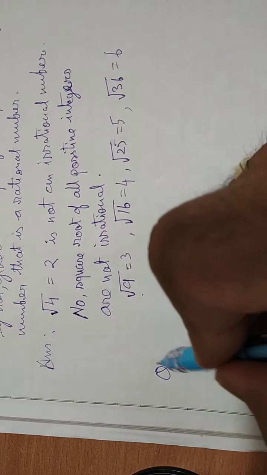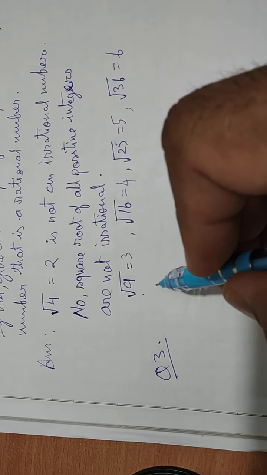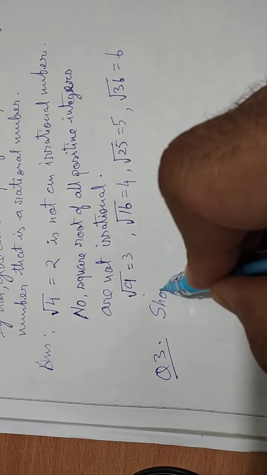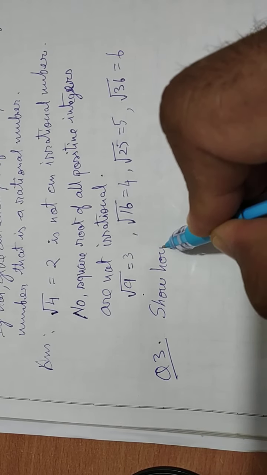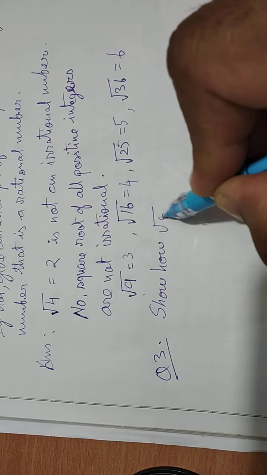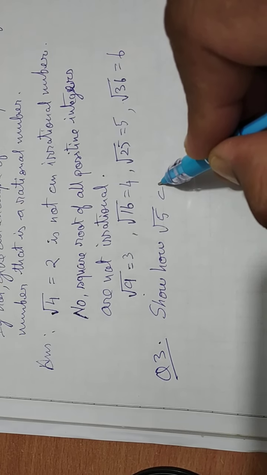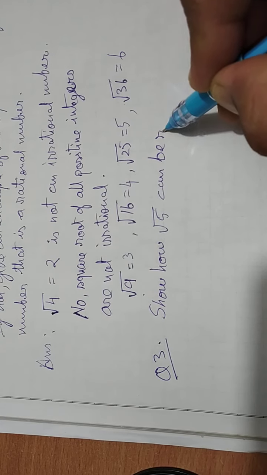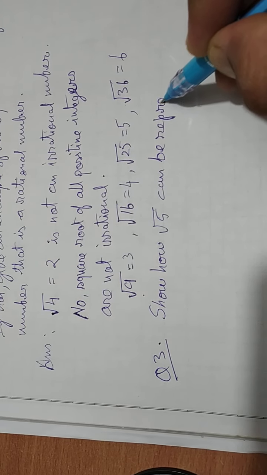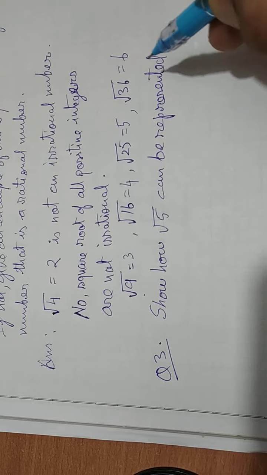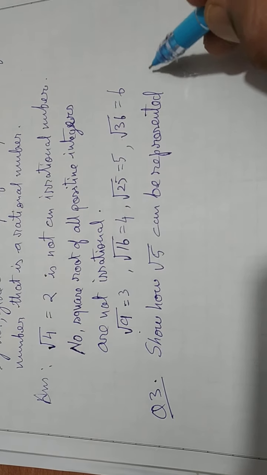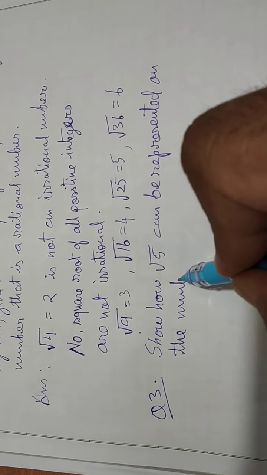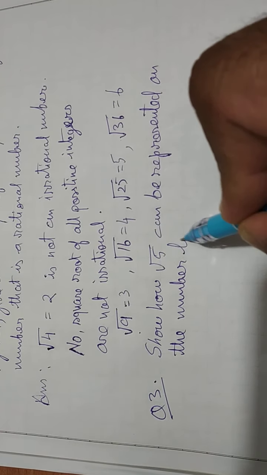Now question 3. Show how root 5 can be represented on the number line.